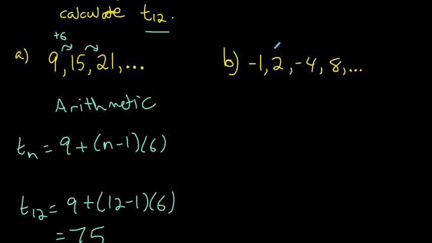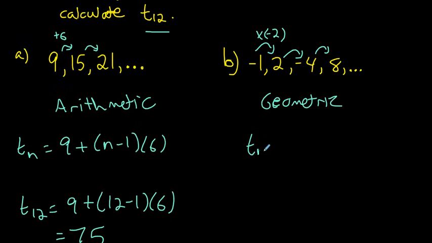This one, there's not a common difference, right? It goes up by 3, then down by 6. Okay, so not a common difference, but a common ratio. I could multiply by -2 to get from here to here, multiply by -2 to get from here to here, multiply by -2. So we have a common ratio. So this one is geometric.